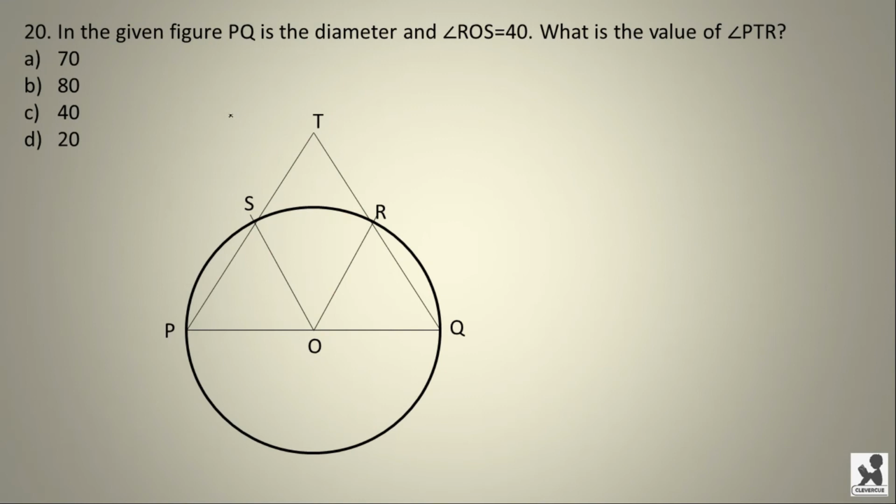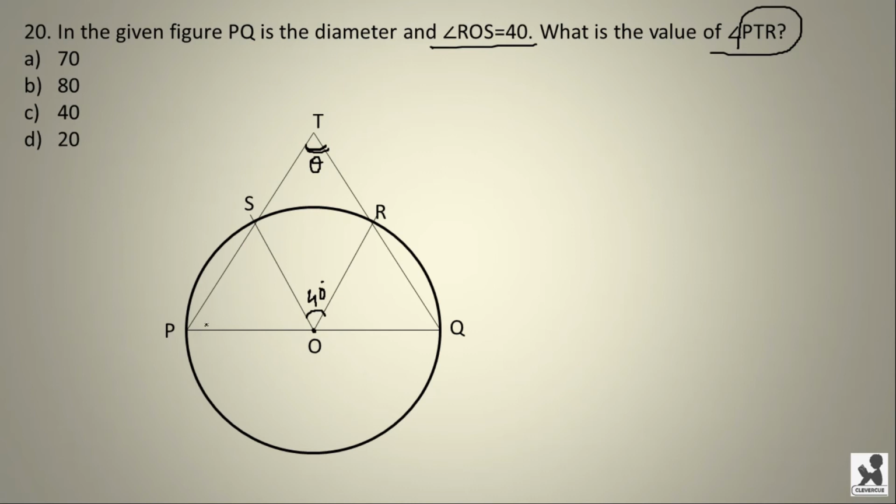In the figure, PQ is the diameter. PQ is given as diameter and O is the center of the circle. And angle ROS is 40 degrees. So this angle is 40 degrees. What is the value of angle PTR? PTR, this angle is asked. So how to find this angle? Consider this angle as theta.